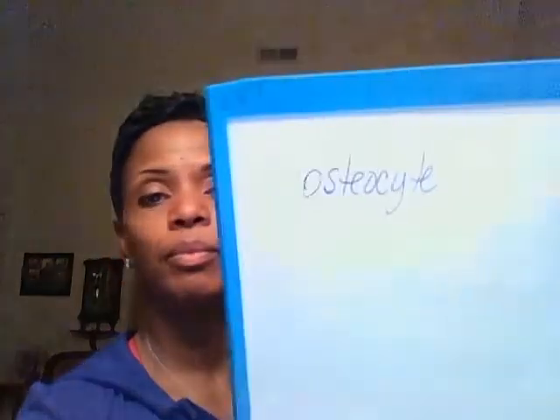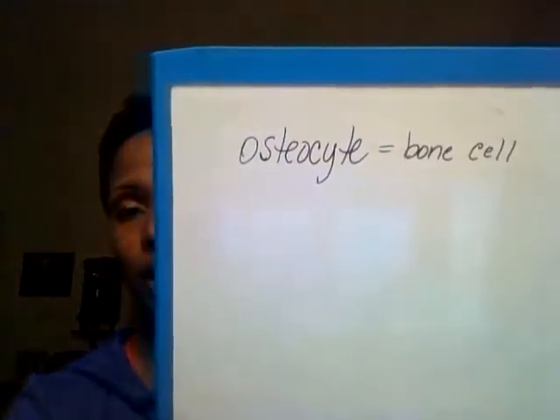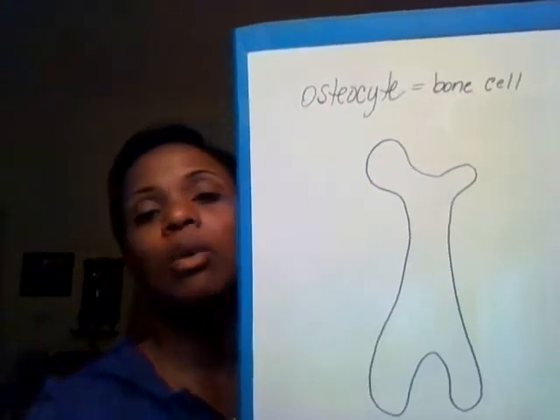So therefore, an osteocyte is a bone cell. So we're going to talk about where we actually can find these bone cells. I'm doing my best diagrammatic representation of a femur. And there it is. So this is a femur.